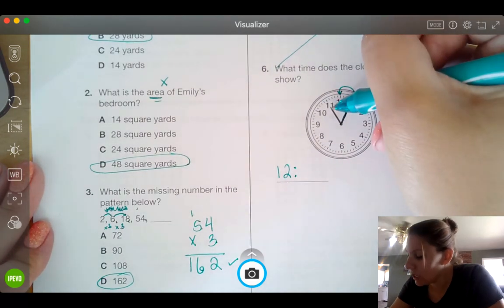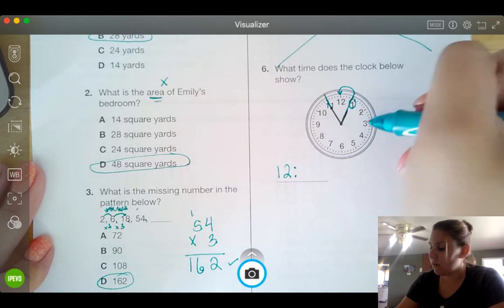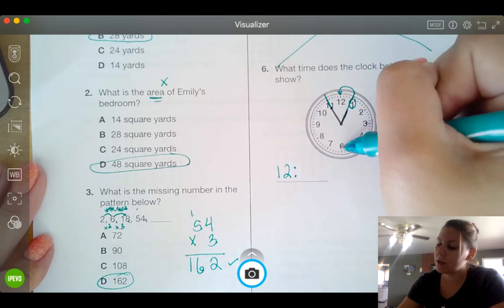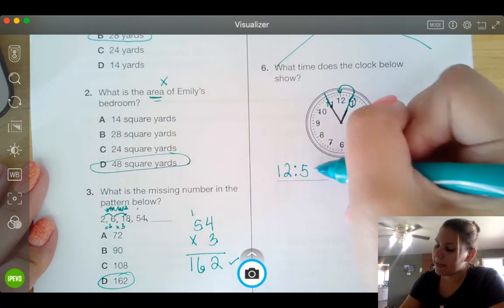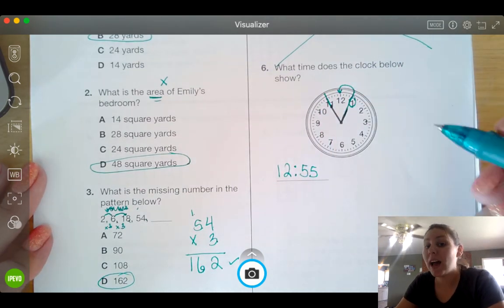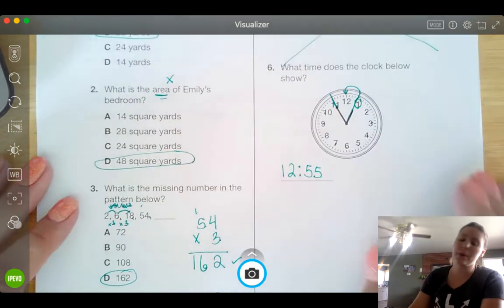And then when I look at the minute hand, it's right here on the 11. 5, 10, 15, 20, 25, 30, 35, 40, 45, 50, 55. It's 12:55. It's 5 minutes until 1 o'clock, which is why the hour hand is so close to 1 o'clock.